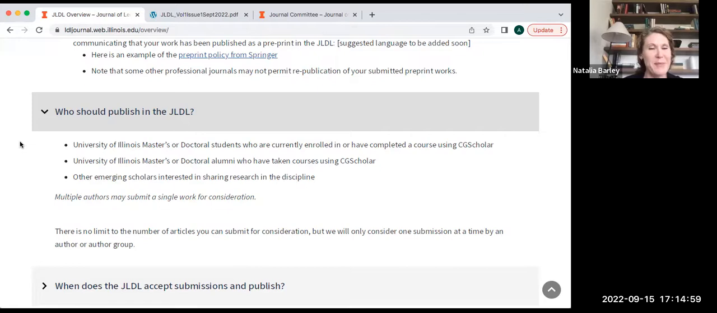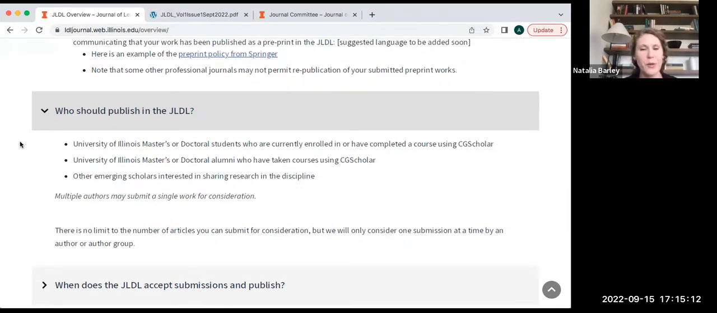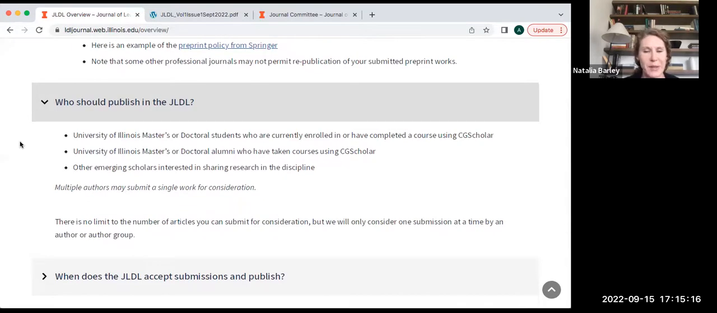Multiple authors, of course, can submit publications for consideration. There's no limit to how many manuscripts you can submit. However, we will consider one at a time, so we're not going to publish several articles by the same author in the same issue. But of course, you're more than welcome and encouraged to submit multiple manuscripts.